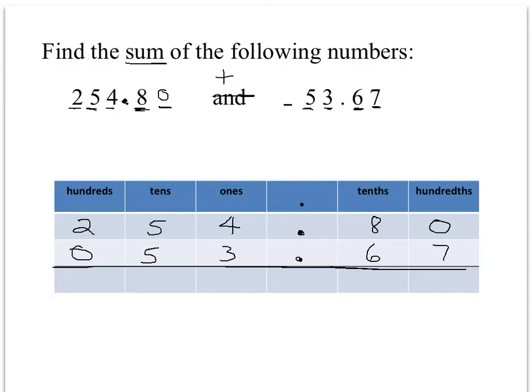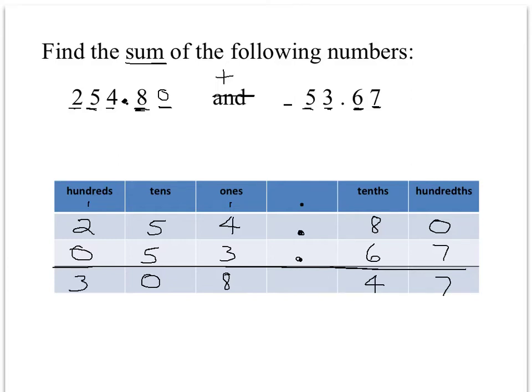0 plus 7 hundredths is 7 hundredths, and 8 plus 6, that's 14. Well, that 4 goes in that tenths column, and I get a 1 carried over to the other column. So I add up my ones. That's 1 plus 4 is 5, plus 3 more is 8. And then when I add the tens column, 5 plus 5 tens is 10 tens, otherwise known as 100. So I'm going to write down a 0 and carry a 1. And then 100 plus 200 is 300.